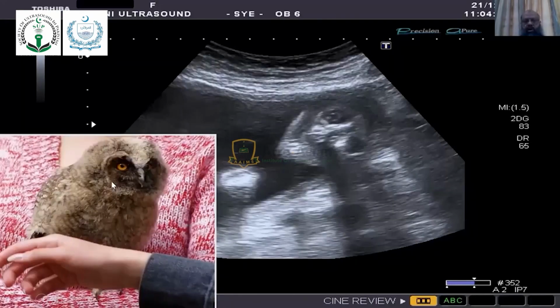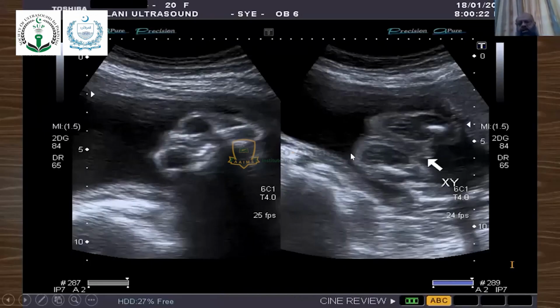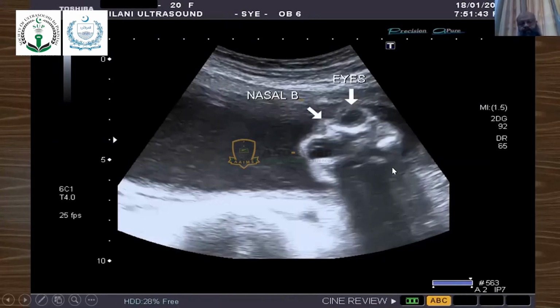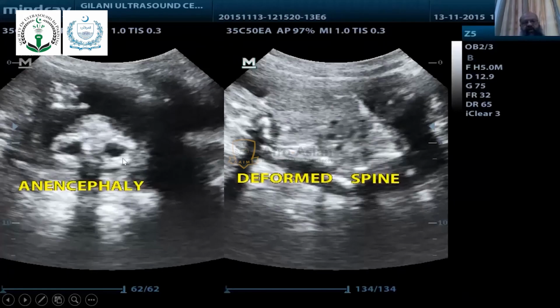So here are the owl eyes, and it looks like that: prominent eyeballs, protruded eyes. These are the eyeballs, and this was the gender, nasal bone, and eyeballs of an anencephalic fetus. This is anencephaly with a deformed spine. This is the spine which is deformed.